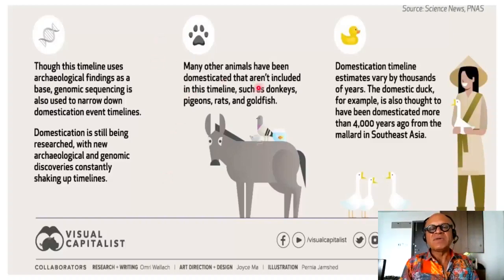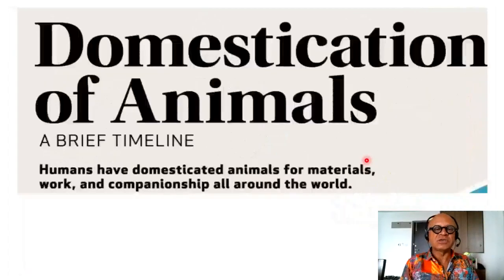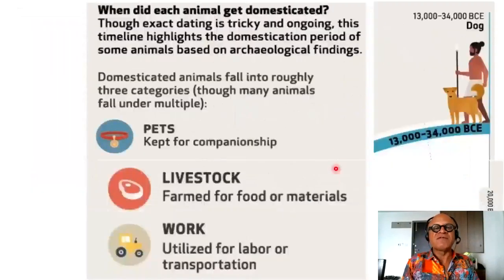Many other animals have been domesticated that aren't included in this timeline, such as donkeys, pigeons, rats, and goldfish. You remember the messenger doves. Domestication timeline estimates vary by thousands of years. The domestic duck, for example, is also thought to have been domesticated more than 4,000 years ago from the mallard in Southeast Asia. So humans have domesticated animals for materials, work, and companionship all around the world. Leather, for example, and other materials derived from them.